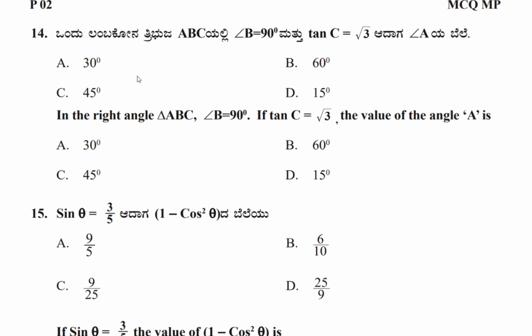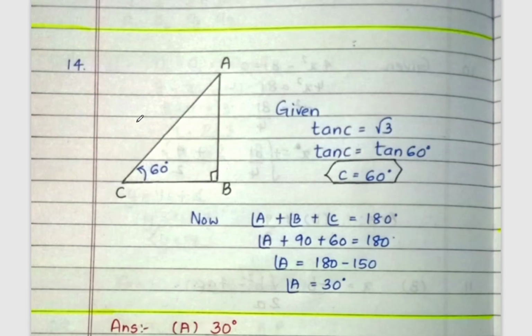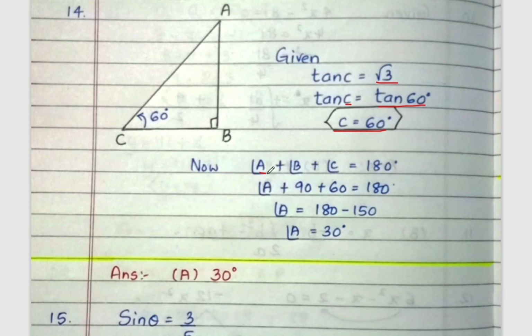In a right angle triangle ABC, angle B equals 90 degree. If tan C equals root 3, then the value of angle A is. Now given in right angle triangle ABC, tan C equals root 3. Therefore, tan C equals root 3 can be expressed as tan 60 degree. Therefore, angle C equals 60 degree. We have found angle C equals 60 degree.